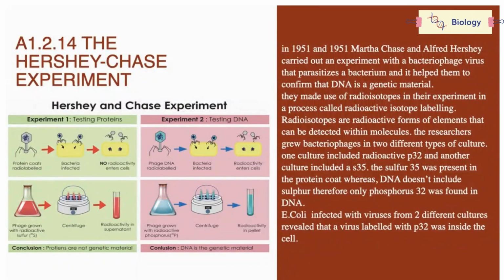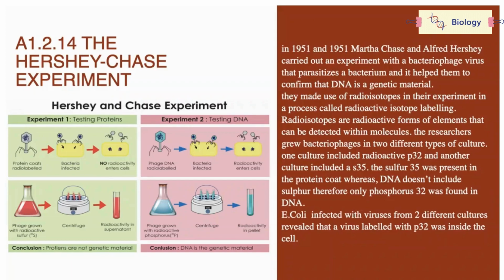The Hershey-Chase experiment. Before the middle decades of the 20th century, biologists were unsure of the genetic material of living organisms. Primarily, they debated whether heredity was based on nucleic acids or proteins. Because DNA was composed of only 4 types of nucleotides and proteins were composed of 20 types of amino acids, it made sense to many that proteins could better provide the complex genetic variety found in living organisms. In 1952, Martha Chase and Alfred Hershey carried out an experiment with a bacteriophage virus that parasitized a bacterium, and it helped them to confirm that DNA is the genetic material.